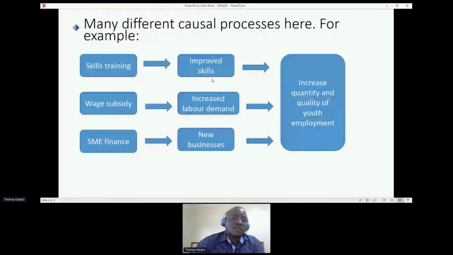Another one is the wage subsidy, where in this case, mostly the firms that are employing these youths get a subsidy, probably a tax waiver, or the government pays a slight amount of money so that you take in the youths for employment. Most times this leads to increased labor demand, and increased labor demand also leads to increased quantity and quality of youth employment. Another one you can look at is SME financing, which can lead to new businesses. That is self-employment, and self-employment also leads to improvement in quantity and quality of youth employment.